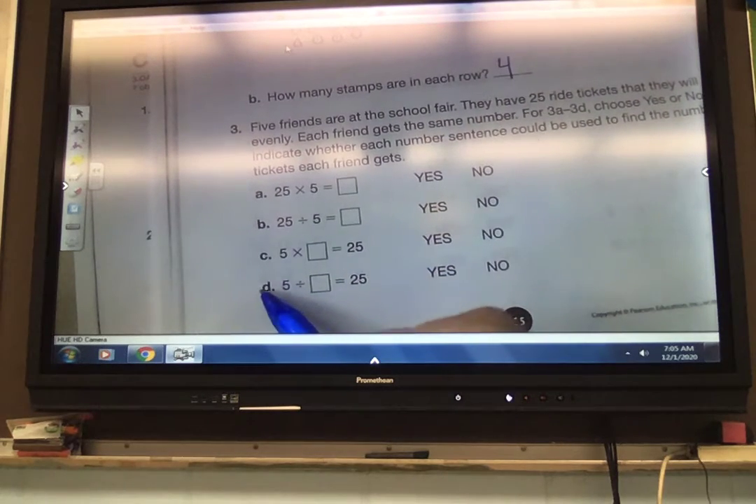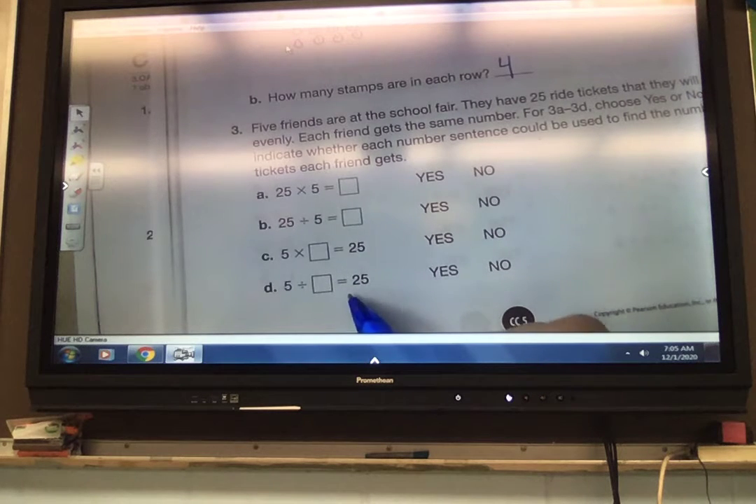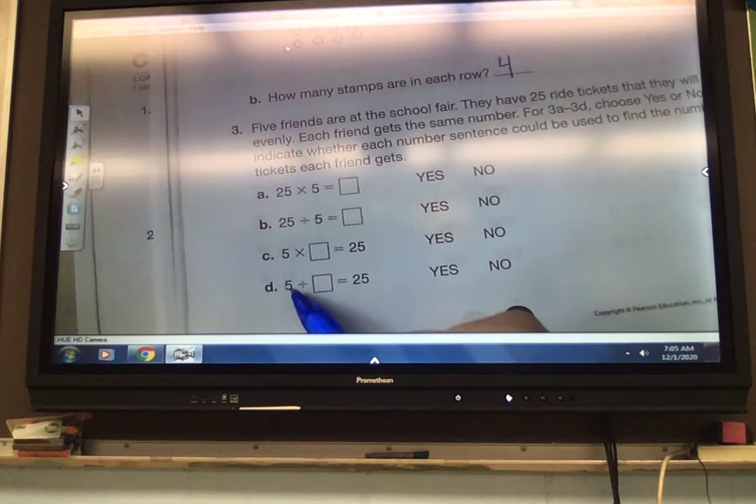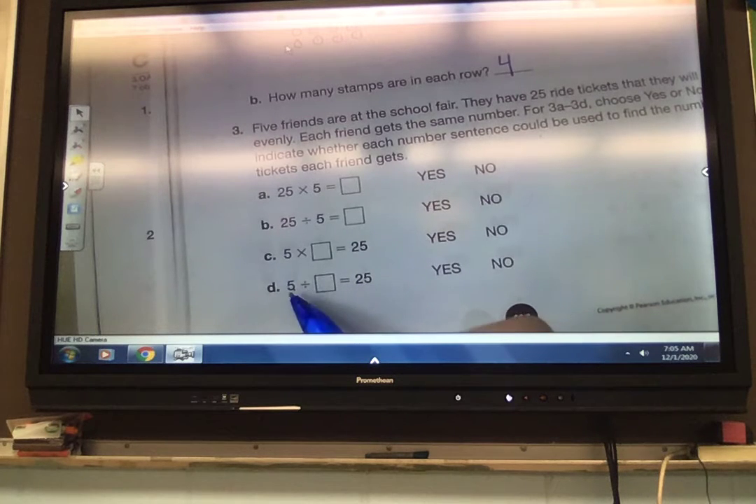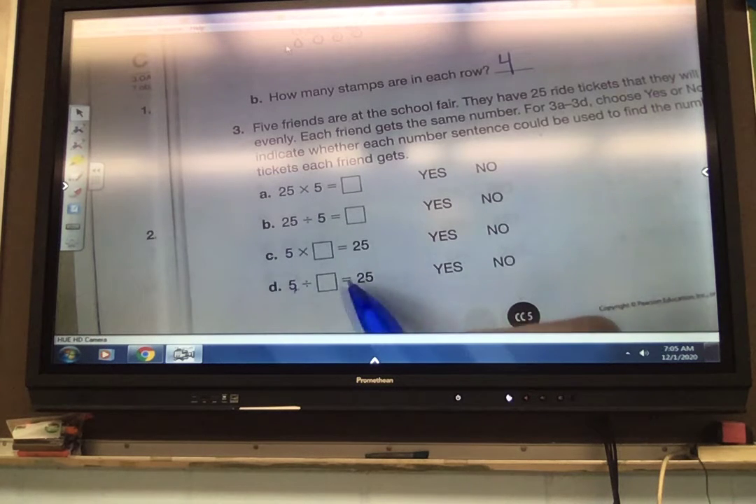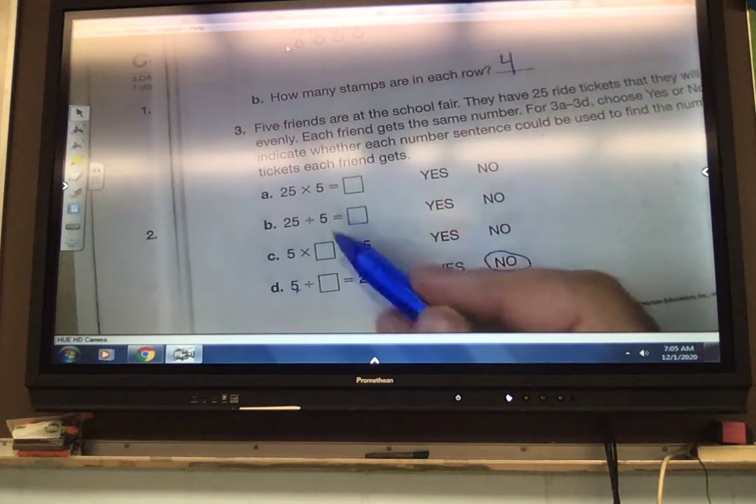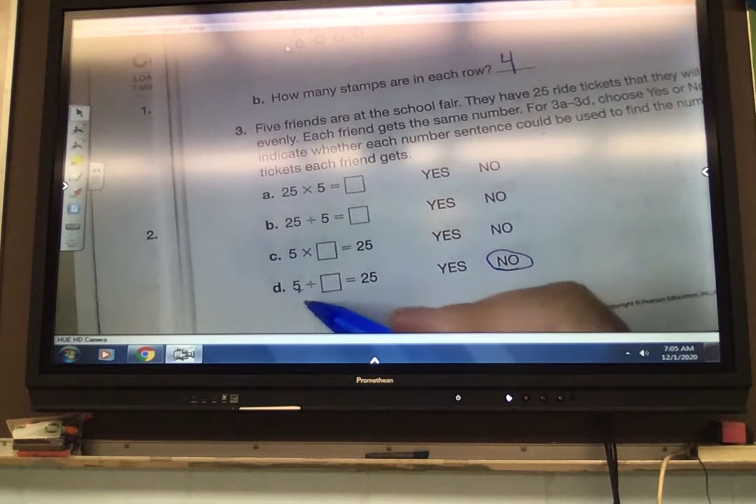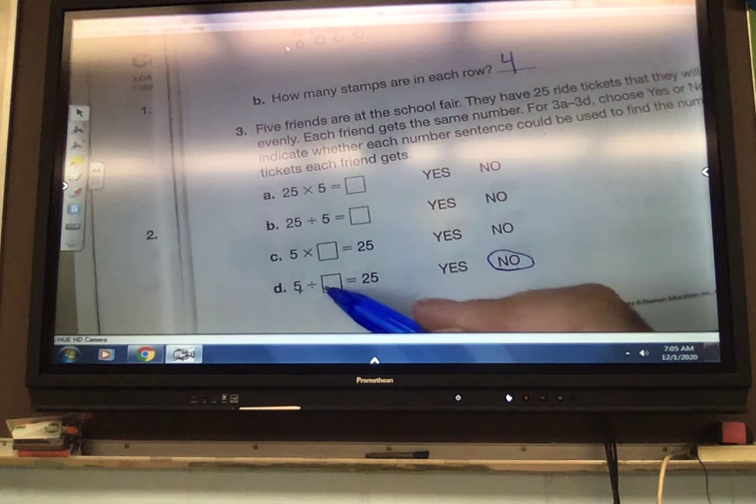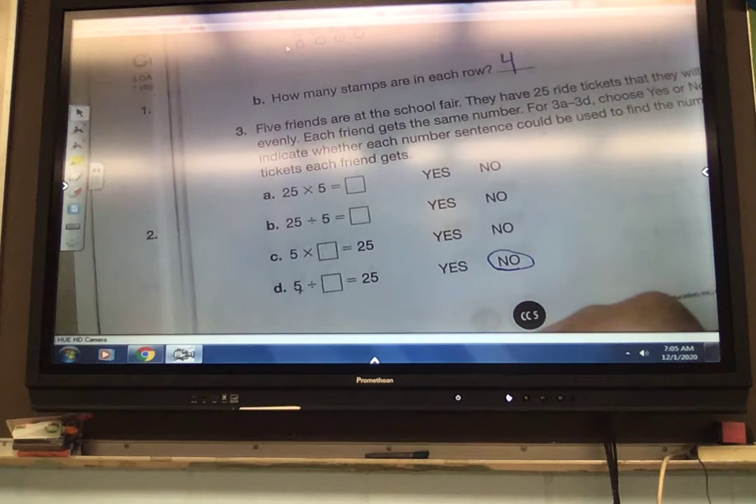Y'all, D should automatically be marked out when you see that the largest number is not at the front of a division problem. You can't do it. So D, that's a silly choice. We should never look at a problem like that and think it's correct. So always look for those common sense ones, those ones that don't make sense. You can't take 5 and divide it and get a bigger answer.